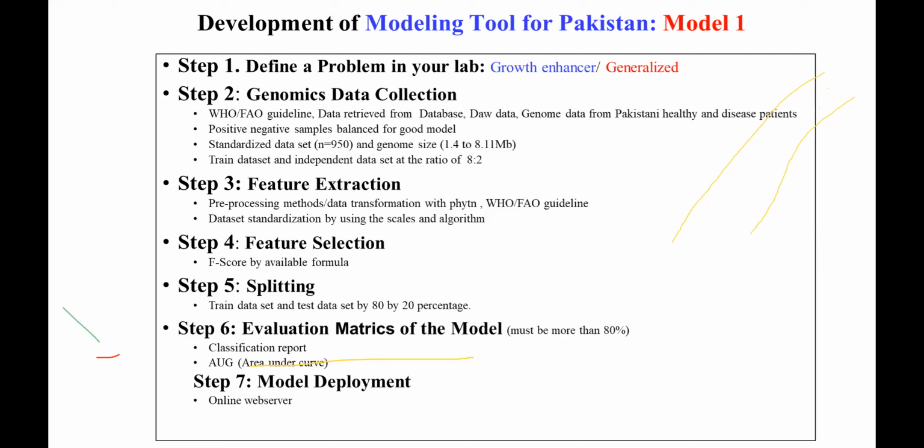Yes, please. Any question? We have one more. Someone asks: why use 80% positive data? It will increase the false positive results. Very good question.